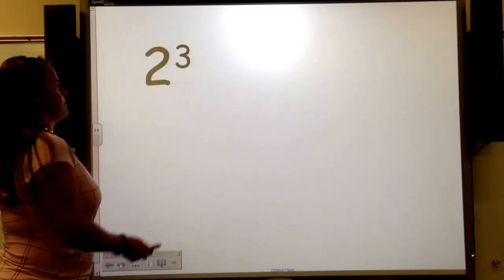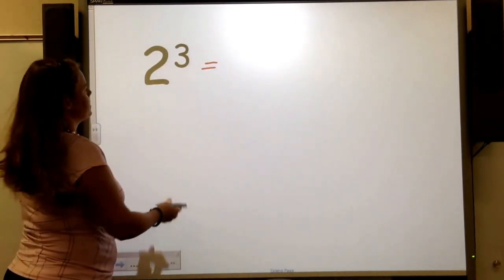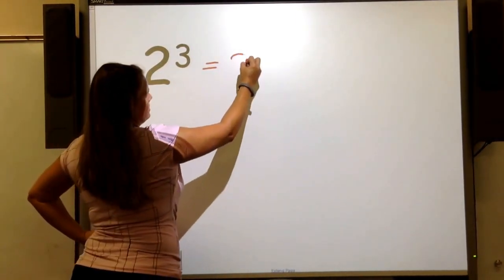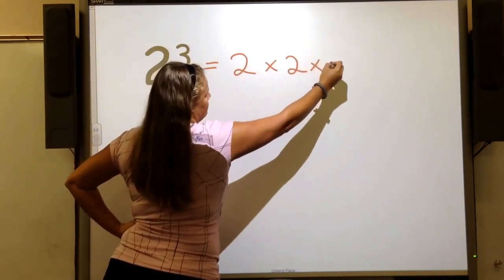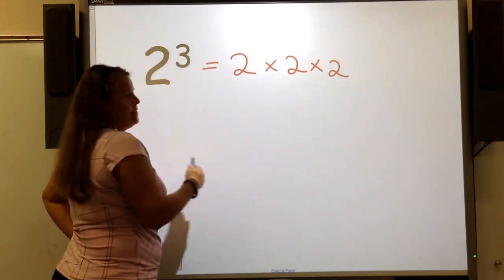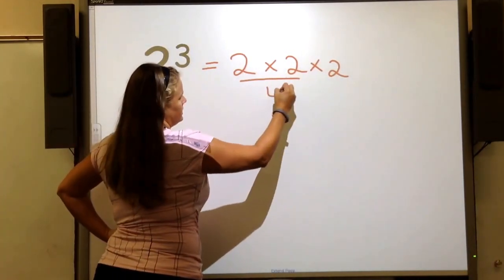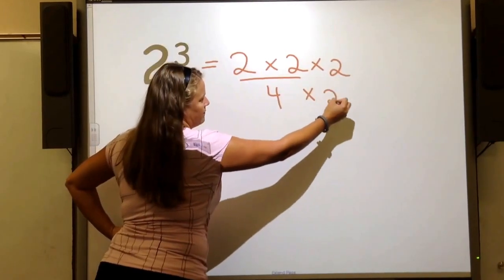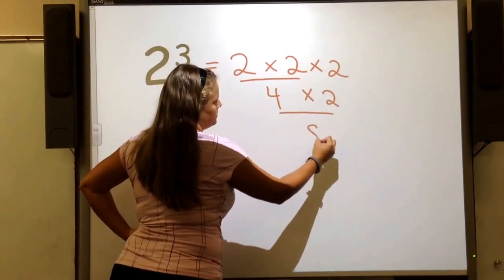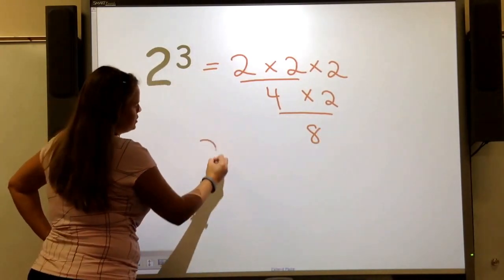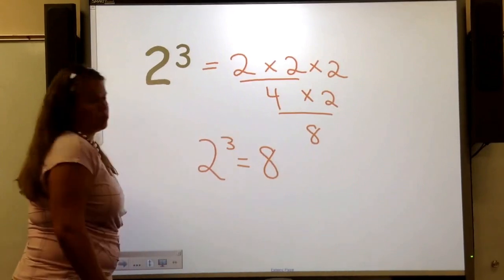So let's do another example. We have 2 to the 3rd power, or 2 cubed. So this looks like 2, again, 3 times itself. And then the way you solve that is you say 2 times 2 is 4. Bring the rest of the problem down for the purposes of practicing. And then 4 times 2 is 8. So 2 to the 3rd power equals 8.